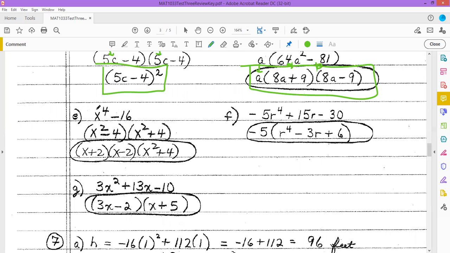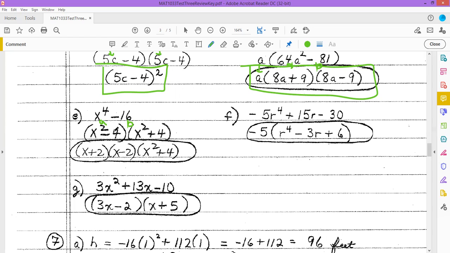Letter E, we have a difference of perfect squares again. We have x to the fourth power minus 16. Our a and b terms can be identified. What are we squaring to get x to the fourth? It's x squared and x squared. And 16, we're squaring 4. So we get x squared plus 4 and x squared minus 4.